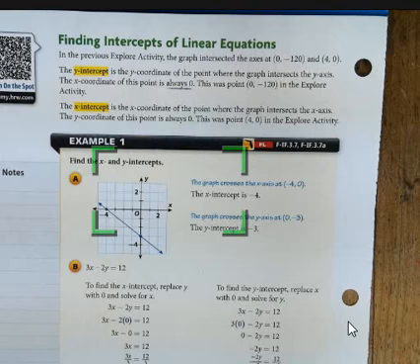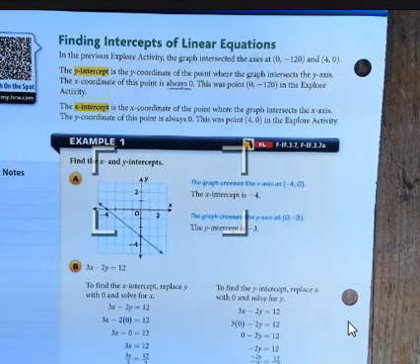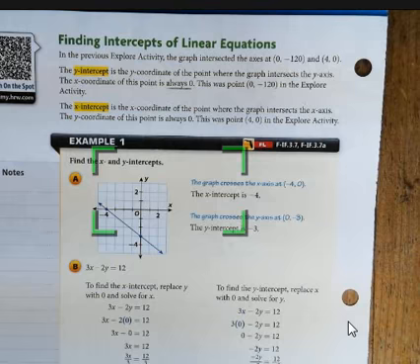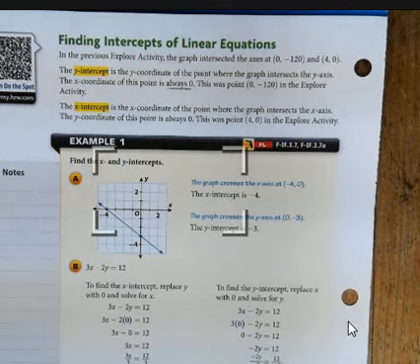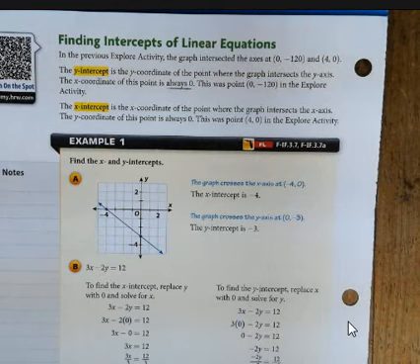The exact same thing but in reverse is the x-intercept. In this case, your x-intercept is whenever your line is intersecting the x-axis, and the y-coordinate of that point is always going to be 0. Okay, so let's look at example number 1.